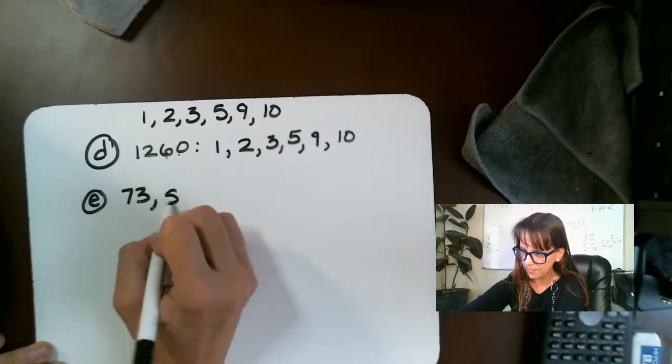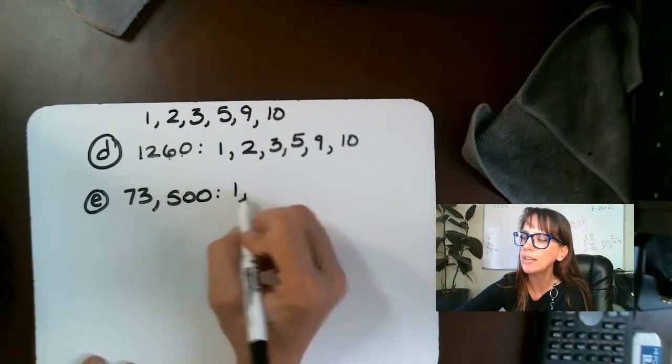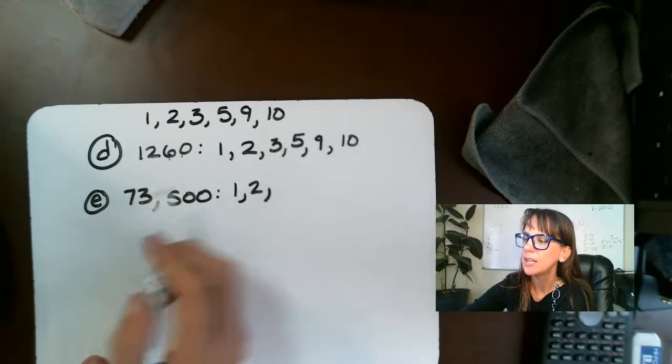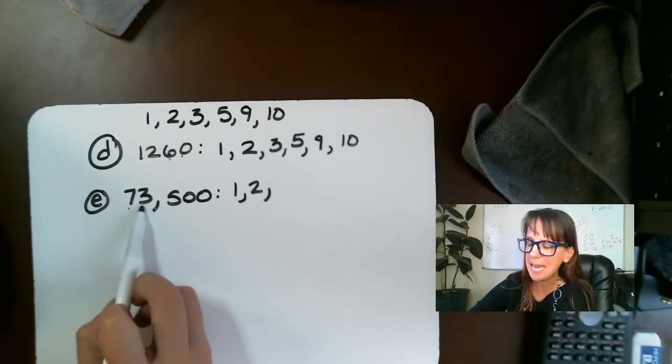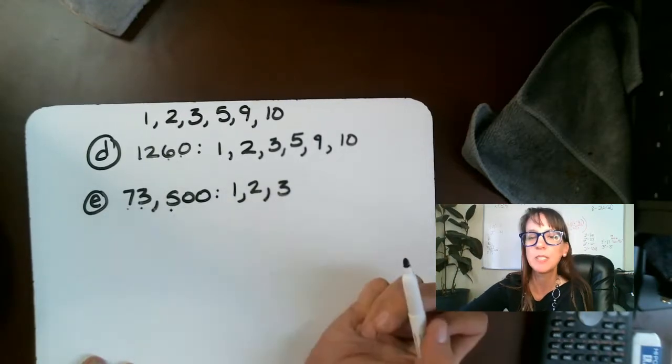7,300, or 73,500. 1, yes. 2, yes, because it's even. 7 plus 3 is 10, plus 5 is 15. Does 3 go into 15? Yes, 3 is going to go into this.